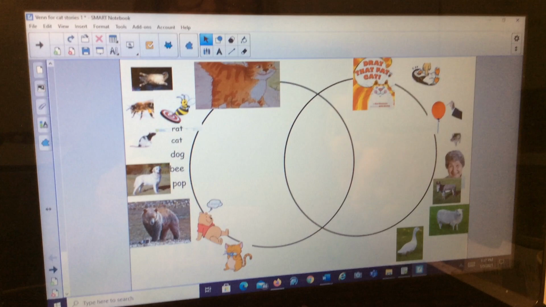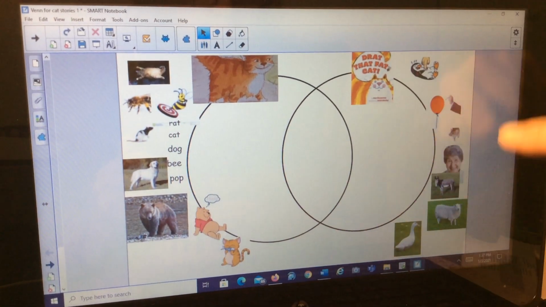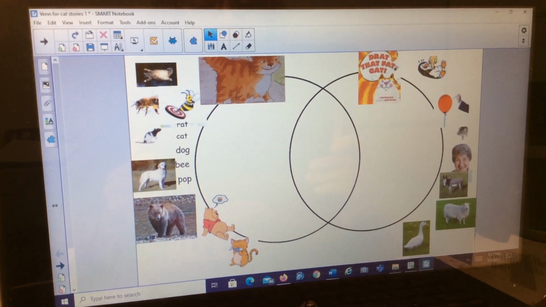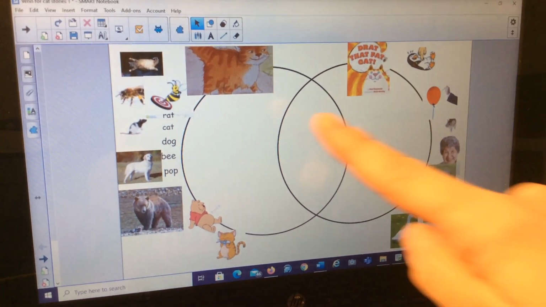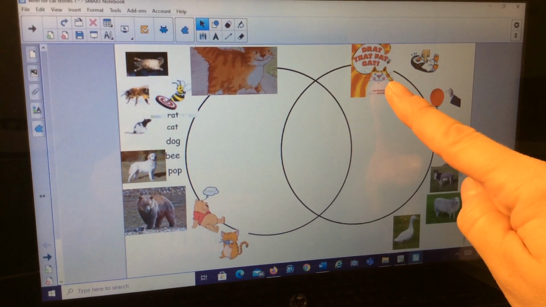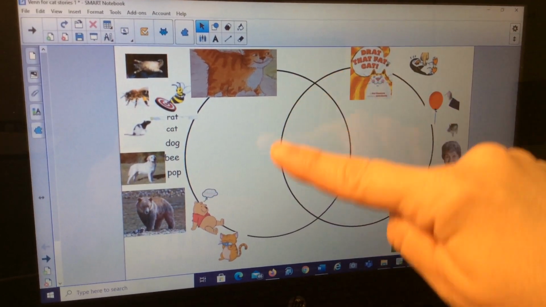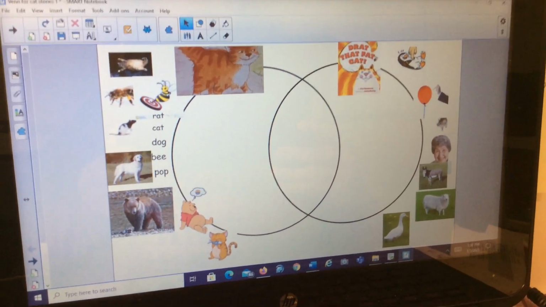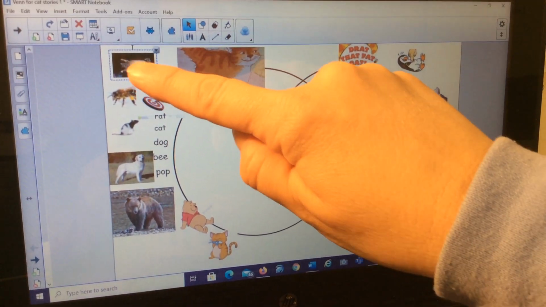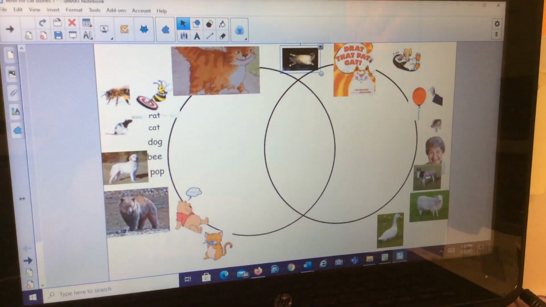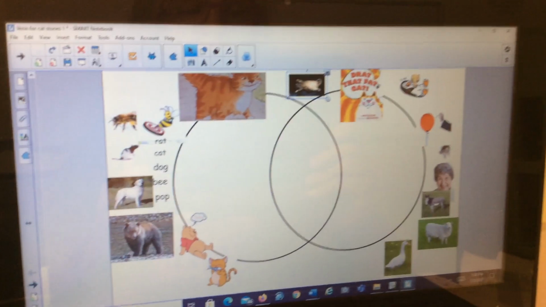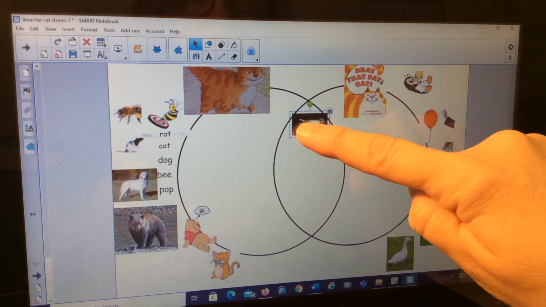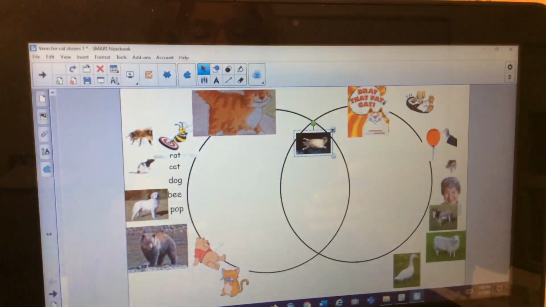So what we're going to do is start over here and go around and talk about the pictures and which story you remember the picture being part of. Was it part of Greedy Cat, Drat That Fat Cat, or was it something in both of these stories that make them similar? Okay, let's start with the fat cat, which I'm going to put right here so we can think about it. Which story had the fat cat? That's right, they both had the fat cat, the cat that was hungry. So we're going to put that right in the middle.